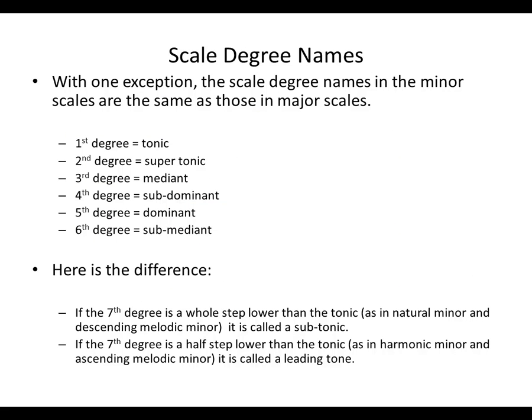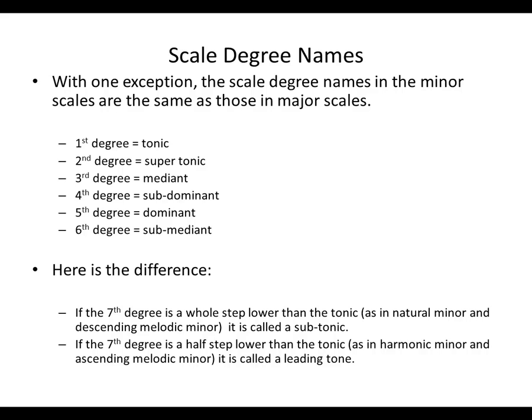Scale degree names. With one exception, the names of the scale degrees in minor scales are exactly the same as those in major scales. The first degree is the tonic, the second degree is the supertonic, third is the mediant, fourth is the subdominant, fifth is the dominant, and sixth is the submediant. So the terminology that you've already learned there remains exactly the same. The one difference is the seventh degree. If the seventh degree of the scale is a whole step below the tonic, as it is in natural minor and descending melodic minor, we call that a subtonic.